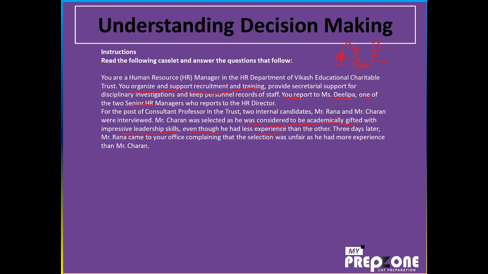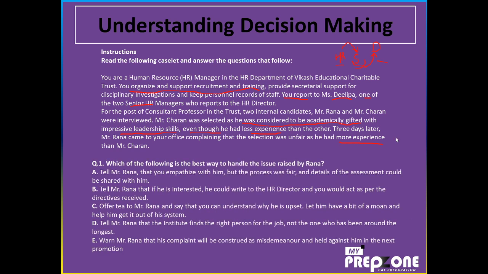The other person who was not selected came to the office complaining that this selection was unfair, because he believes that experience should be the most important criterion. This is what we need to understand from every caselet. It is not a story that they are telling you. Now let us see the question. Which of the following is the best way to handle the issue raised by Rana?